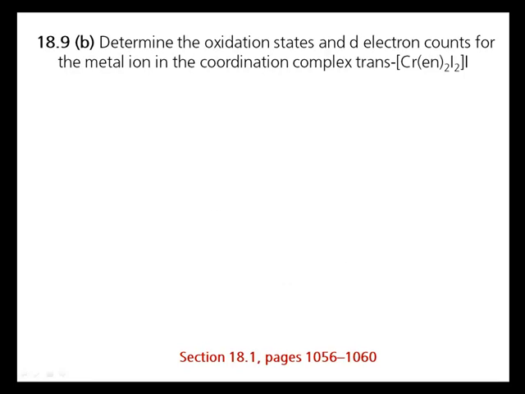How about this chromium complex? There are 3 iodines in it for a total of -3. Each one is at -1. The ethylenediamine is neutral, and therefore the chromium must be at a +3 oxidation state because the complex is neutral.